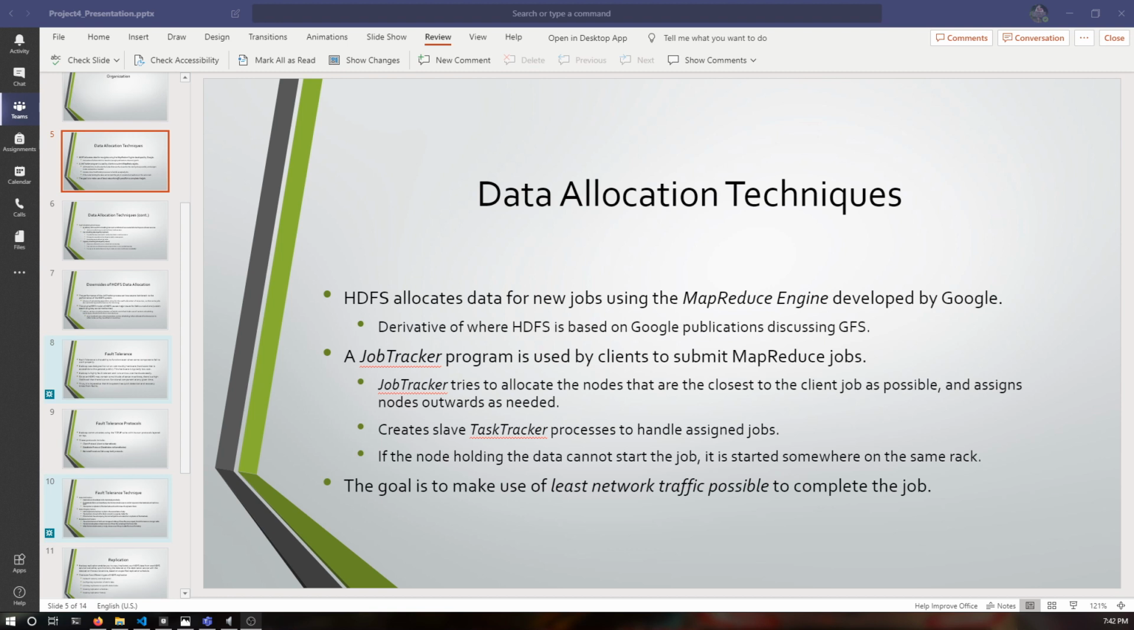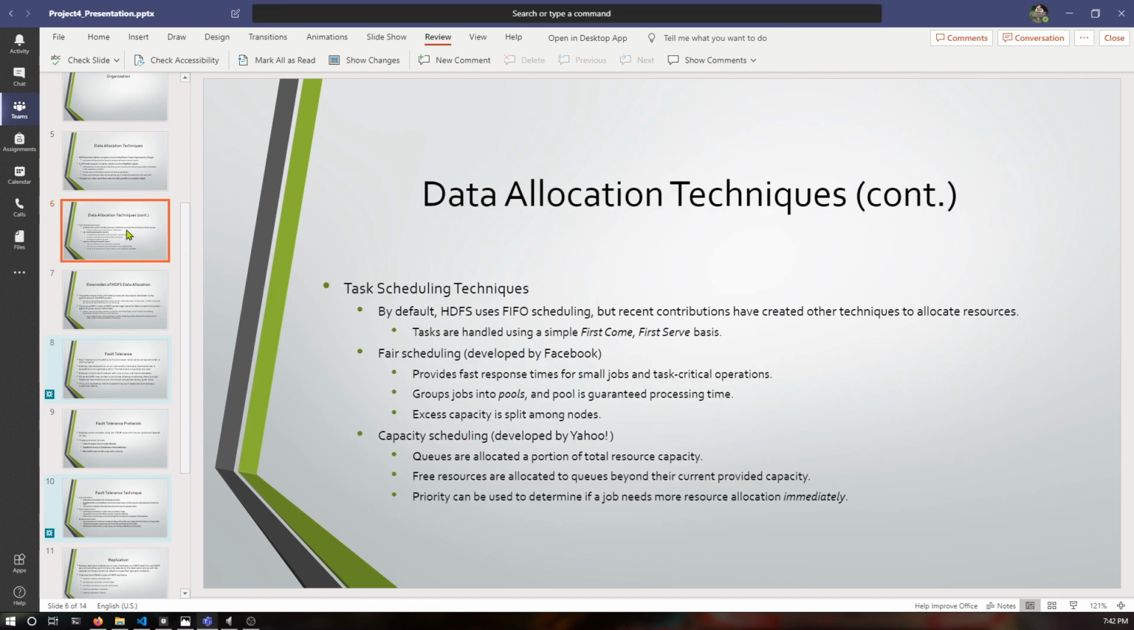And so from there, the HDFS tries to meet the ideology that jobs should be completed with the least network traffic possible. In specific, there are three main task scheduling techniques that are used by the HDFS. By default, HDFS makes use of FIFO, first in, first out scheduling.